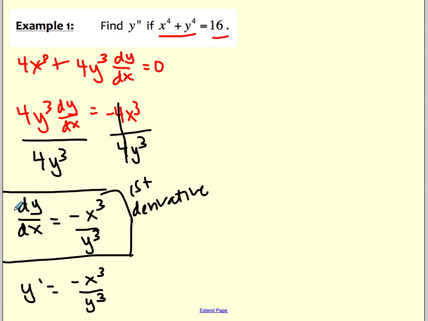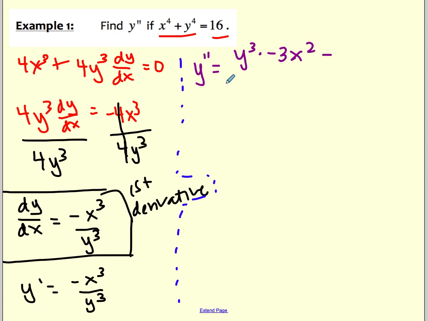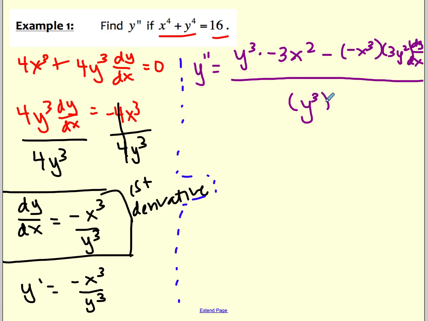So this is notation for first derivative. I'm going to just go right ahead and write y double prime, and then I'm going to find that second derivative. When I find my second derivative, I will need to use quotient rule because it is a fraction. Okay, so y double prime equals quotient rule, low, so we write y to the third times d high. We got negative 3x squared. Low d high minus high, so negative x to the third. D low, the derivative of my low, 3y squared. Now you must remember, you guys, every time you take the derivative of a y, which I just did, you must write dy dx. All over low. So your denominator squared.